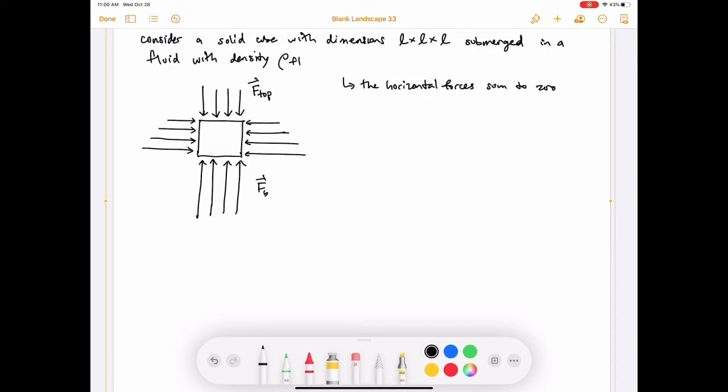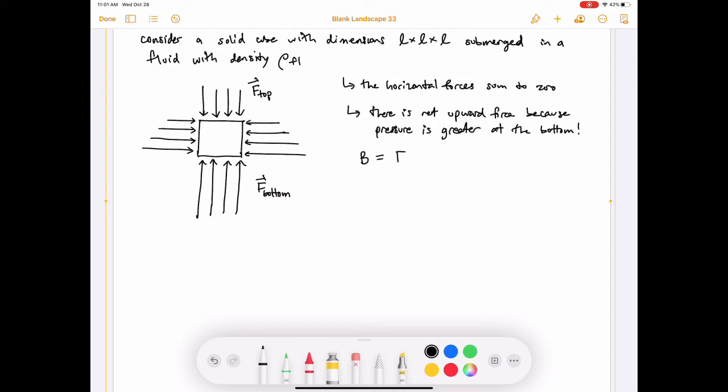So here's F bottom. So there is an overall net upward force, because pressure is greater at the bottom of the cube. Okay, so that overall force is what we call the buoyant force. So we'll use B to indicate that.